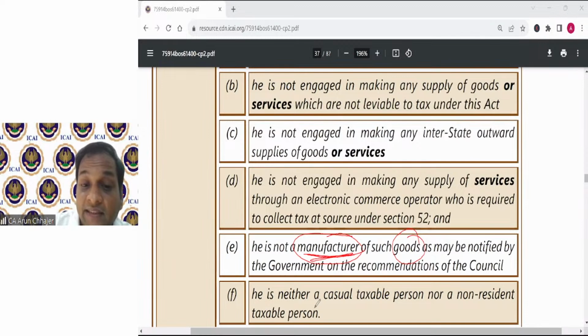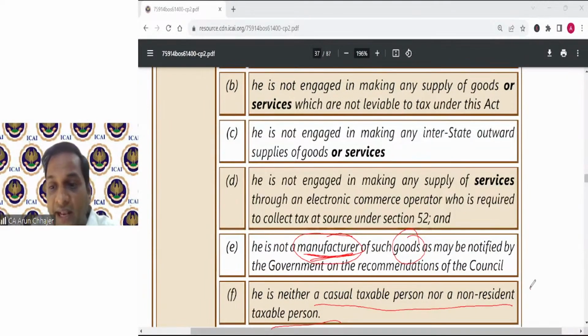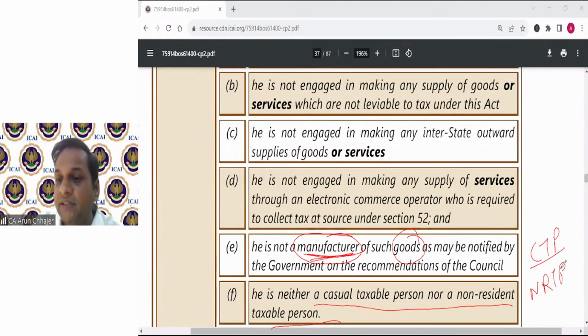Then he is neither a casual taxable person nor an NRTP. In short, I'm using the words NRTP and CTP. CTP means casual taxable person. NRTP means non-resident taxable person.